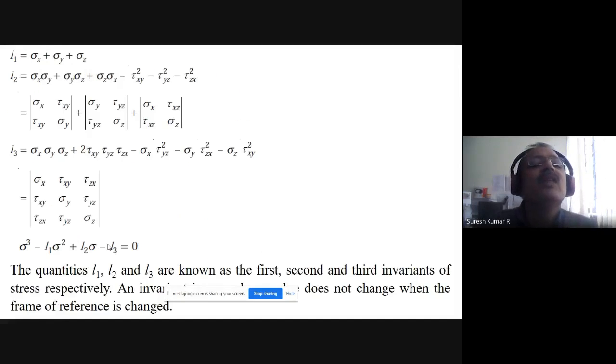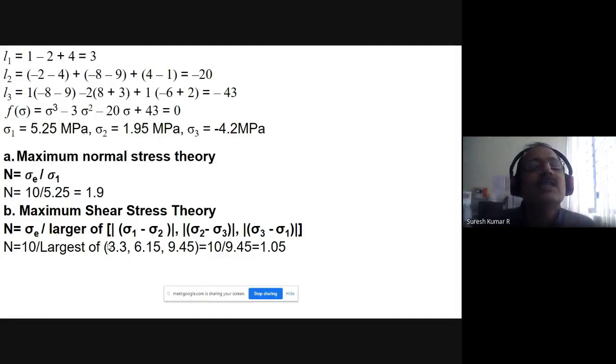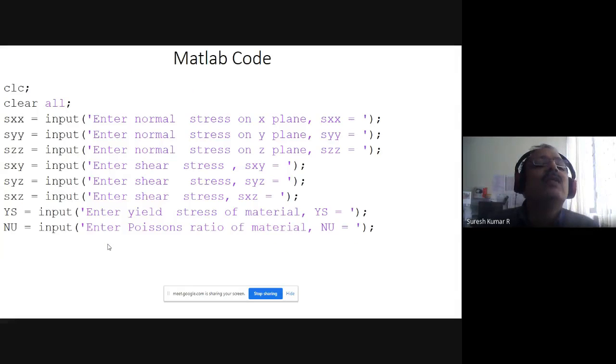Now in this case, I am given sigma x, sigma y, sigma z, tau xy, tau yz, tau zx. That is, a 3D state of stress was given, from which I get the values of sigma 1, sigma 2 and sigma 3. But when I apply the code, I can make it much easier. For inputting all the 6 stress components, you can see here sigma x, sigma y, sigma z, tau xy, tau yz, tau zx, and then the yield stress sigma e, and then Poisson's ratio 0.3 also has to be input. These are the inputs that I have to give in the beginning.